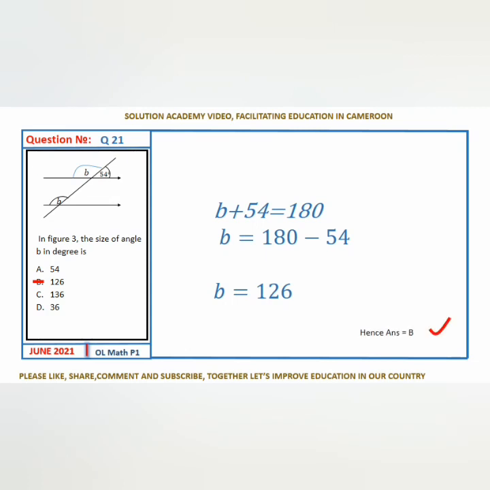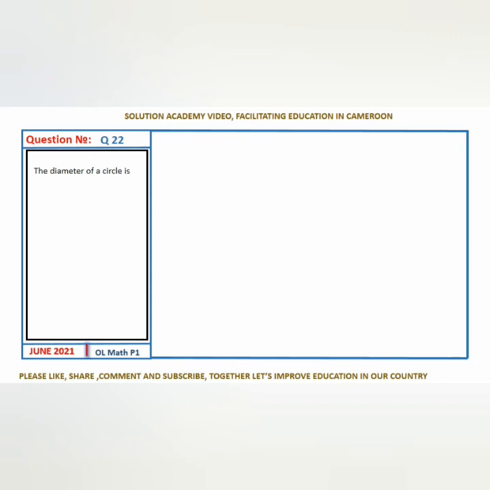Question number 22. The diameter of the circle is 14 centimeters. Then the area of the circle in terms of pi will be. This is just direct application of formula. You have to know that generally the area of a circle is given by pi radius squared.